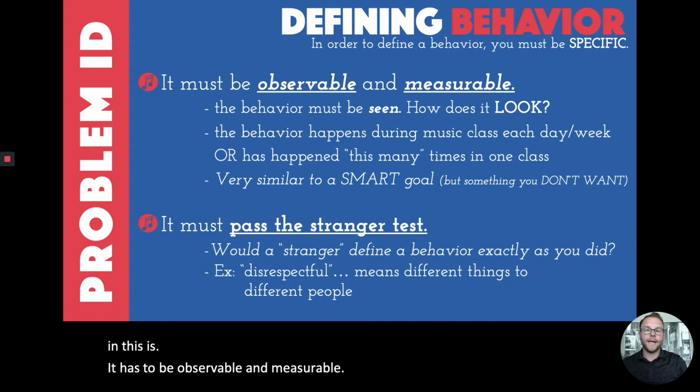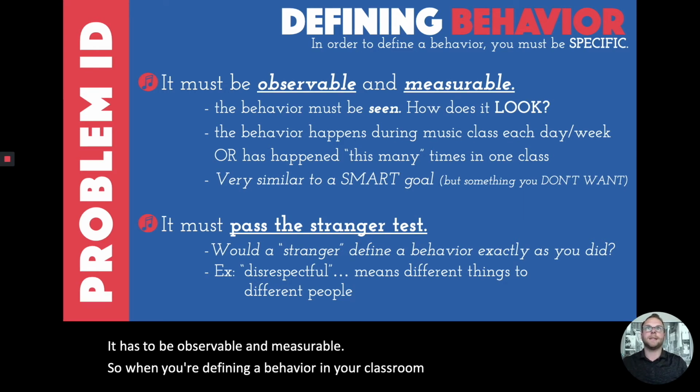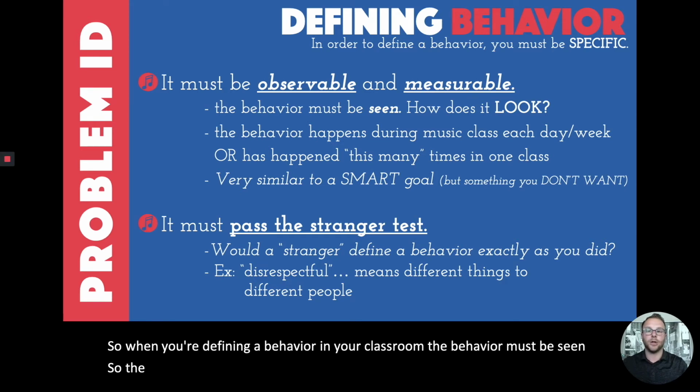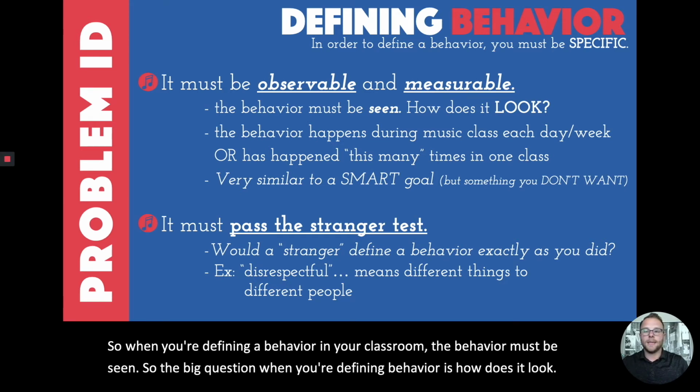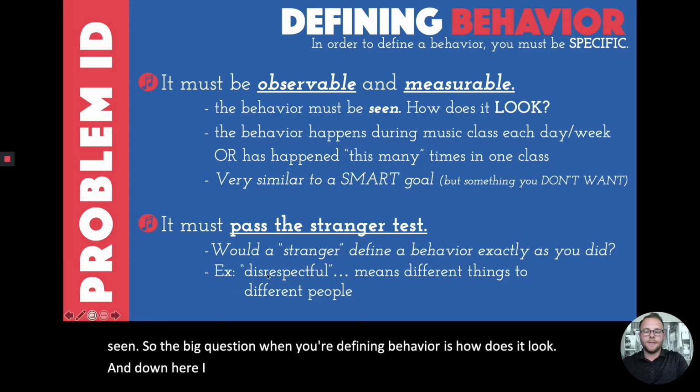But something that's really beneficial in this is it has to be observable and measurable. So when you're defining a behavior in your classroom, the behavior must be seen. So the big question when you're defining behavior is how does it look? And down here, I put an example of disrespectful.